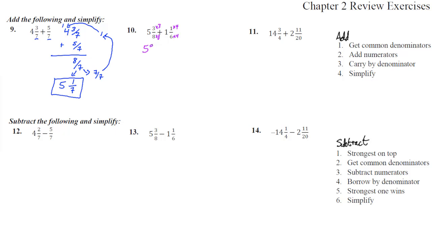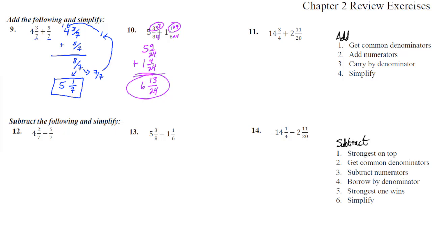5 9/24 plus 1 4/24. Did I get that right? 3 times 3 is 9. 1 times 4 is 4. Yes. So now add numerators. 9 plus 4 is 13/24. No need to carry. We don't need to carry. So 5 plus 1 is 6. And we can't simplify that at all.